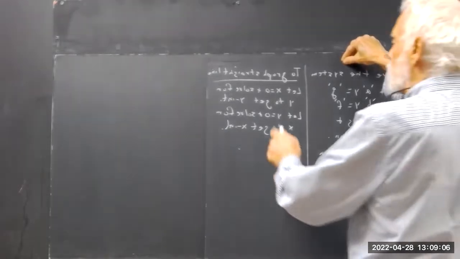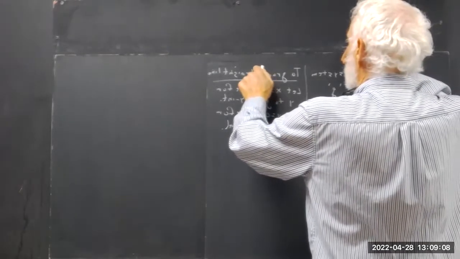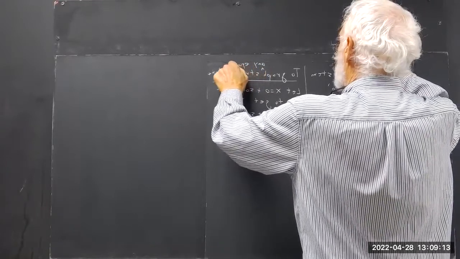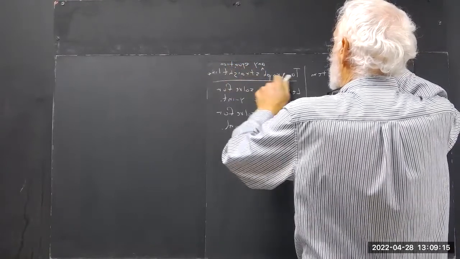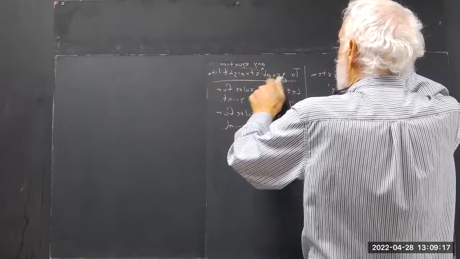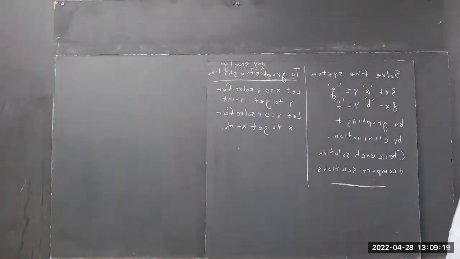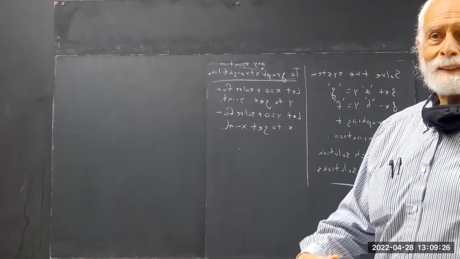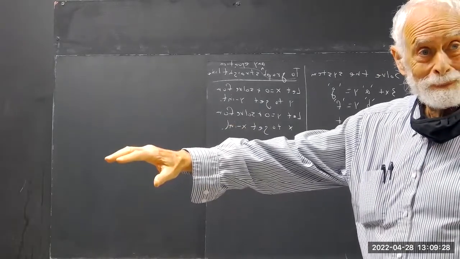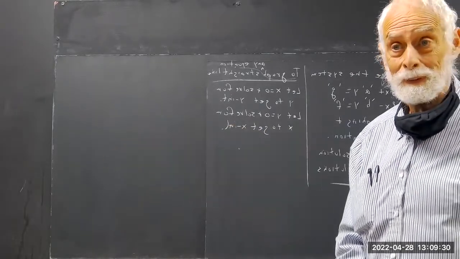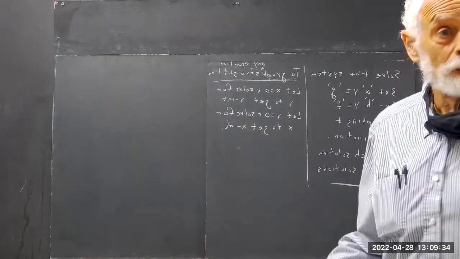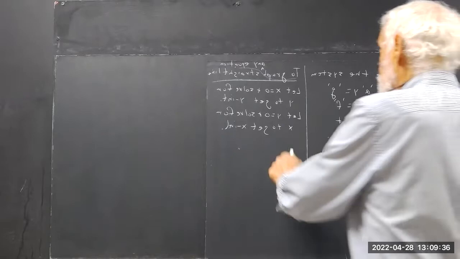To graph any equation, it's always the same. The graph of a polynomial: you let y equal 0 and solve for x. It gives you the zeros and the multiplicities and all that stuff.